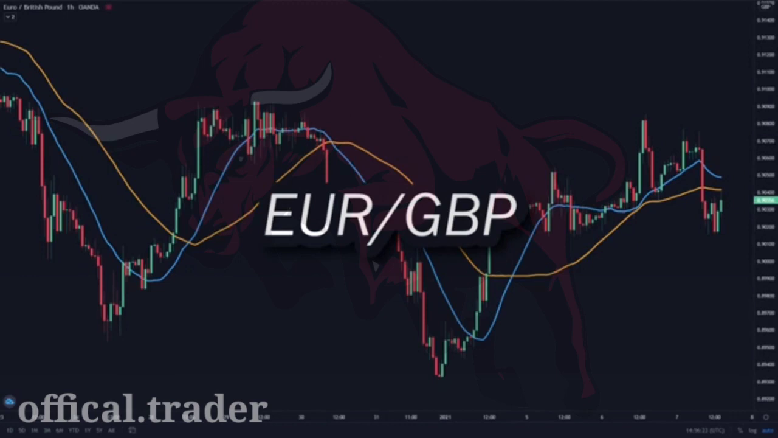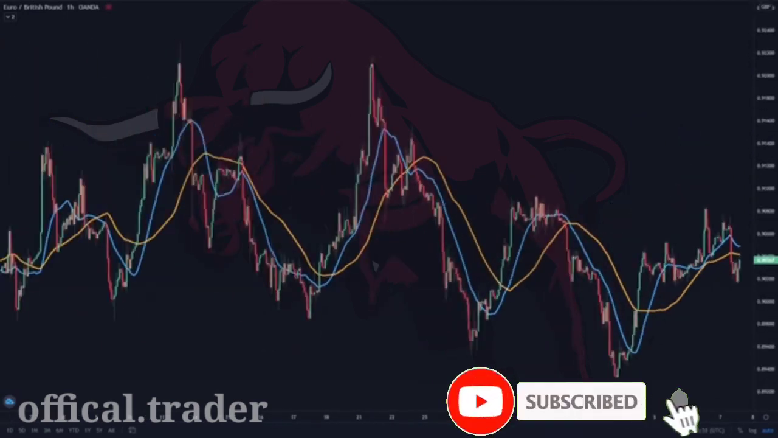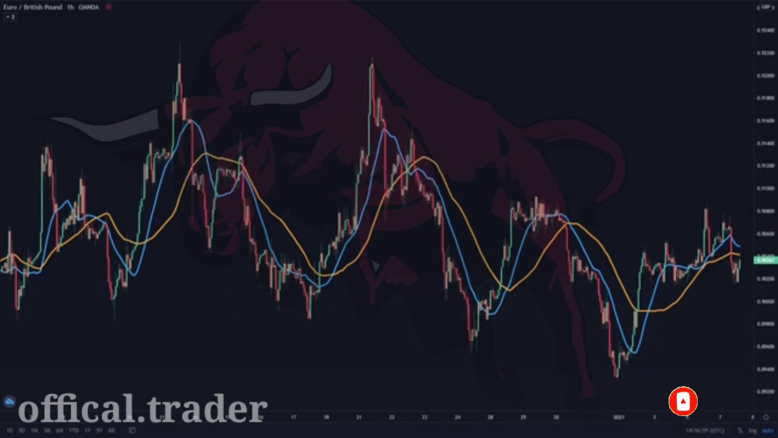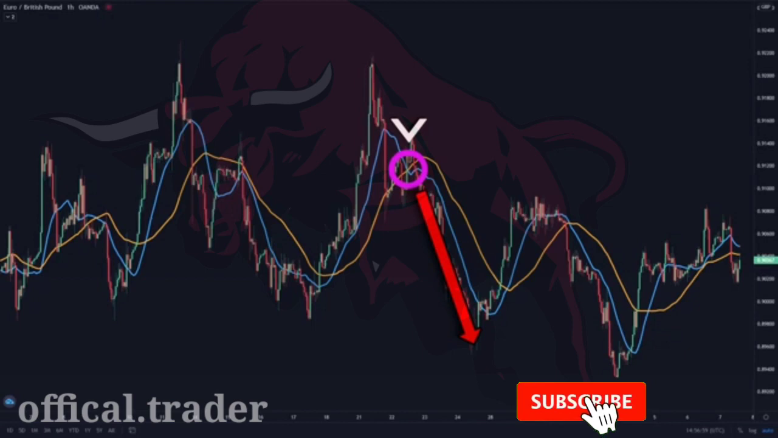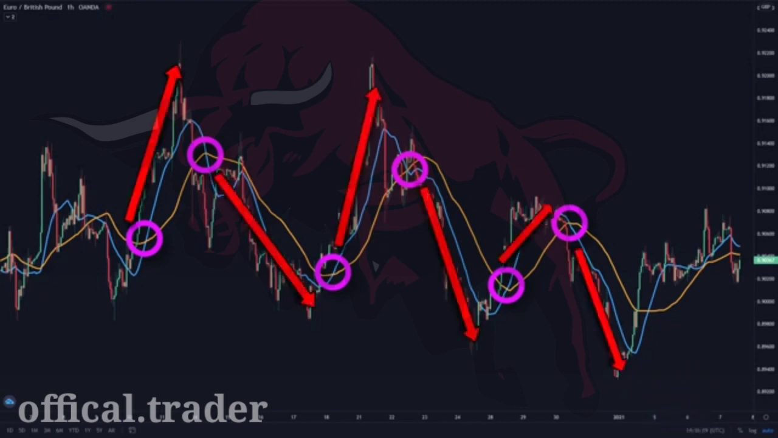Here's the Euro GBP. If you zoom out and look closely at the 20 and 50 period, we can actually see that the market tends to react to the crossover. Over here, we can see that the moving average crosses over upwards, and the price followed that signal and made an uptrend. Next, you can see it happening again here. The moving average crosses over downwards, and the price made a downtrend. This has actually happened multiple times in this chart. Every time the moving average crosses over, the market tends to follow that same direction.